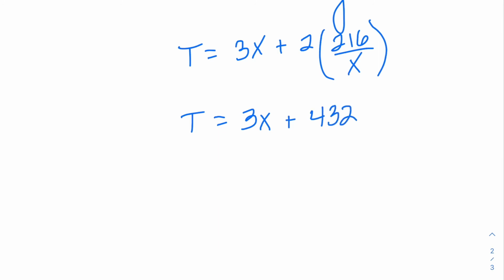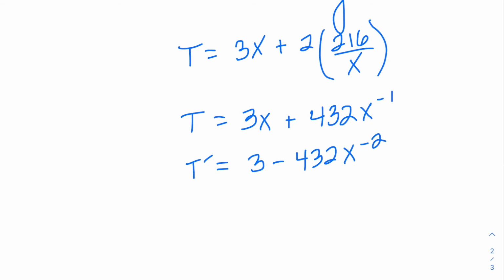You could write it over x, but since we are going to have to take the derivative, since this is the equation that they're asking for the minimum for, I would recommend writing it out as x to the negative 1, because it's going to be a little bit easier for us to apply power rule when we see it written out that way. So now let's find the derivative of our equation for t. So t prime is going to be 3 minus 432 x to the negative 2.